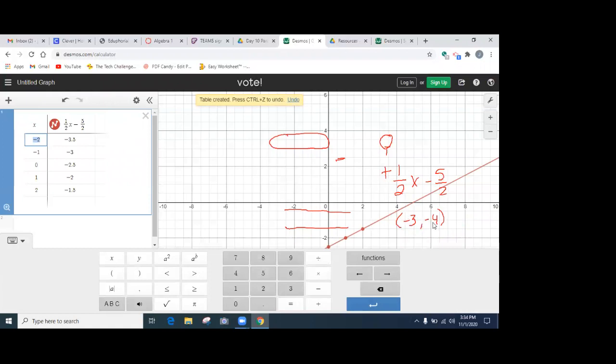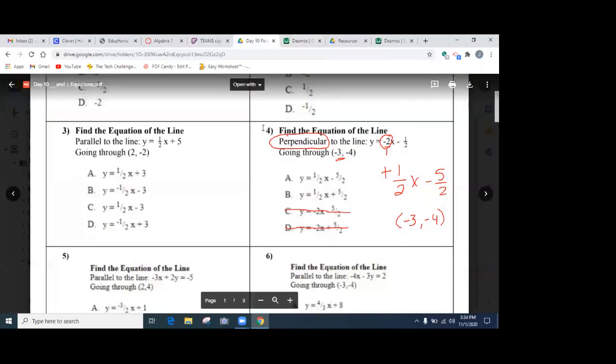And then we're looking for -3, -4. So I'm going to type in -3. And it says -3, -4. That's the only point that I have. So if that's correct, which it is, then I know A is my answer right there. So we just type this in. We type the x, and then we see if the y it gives us is correct.